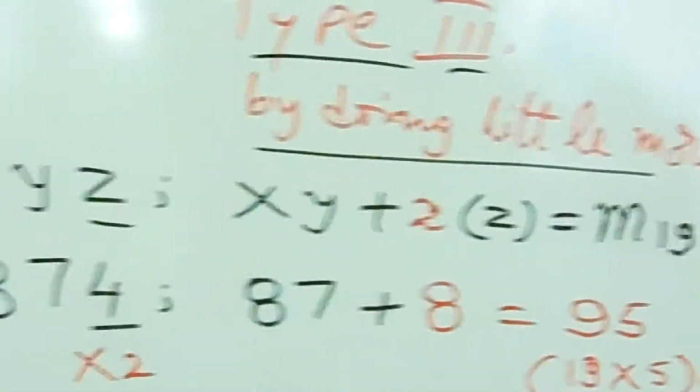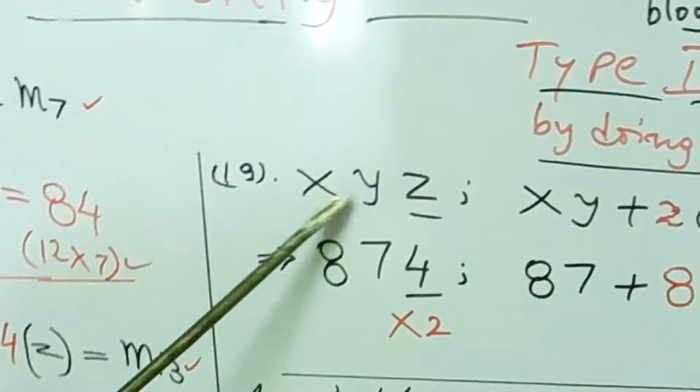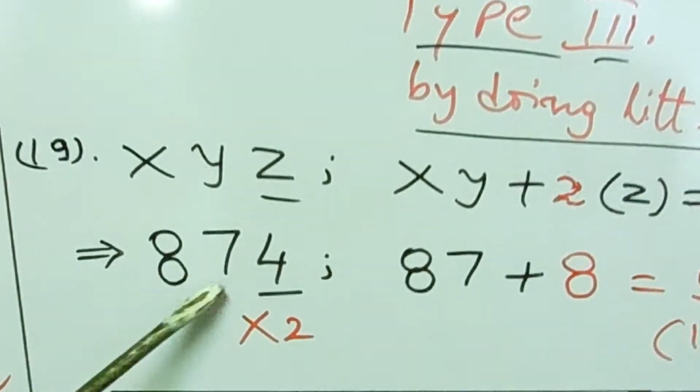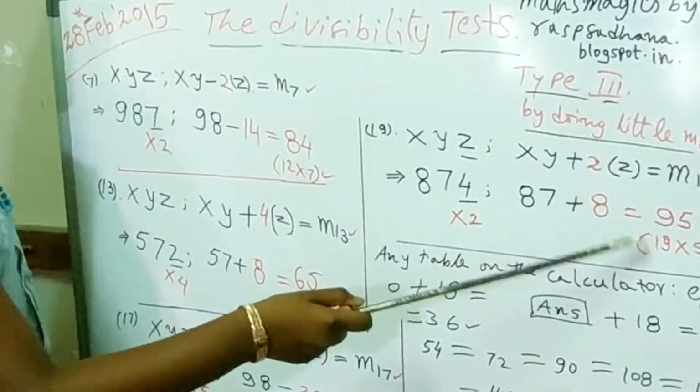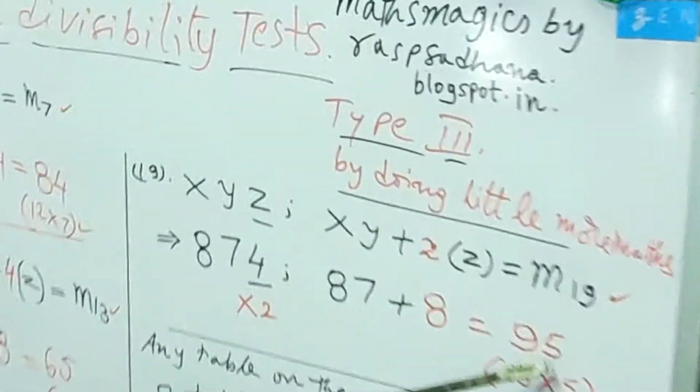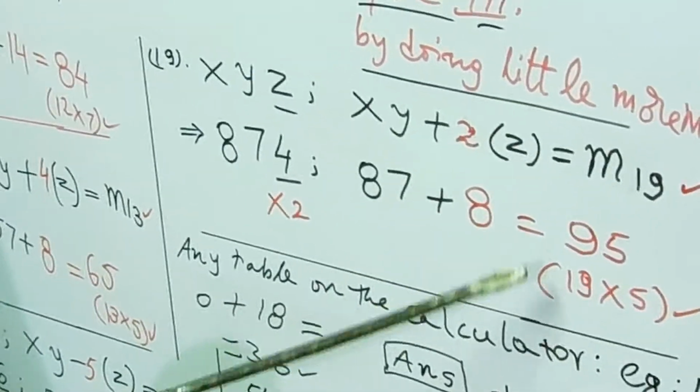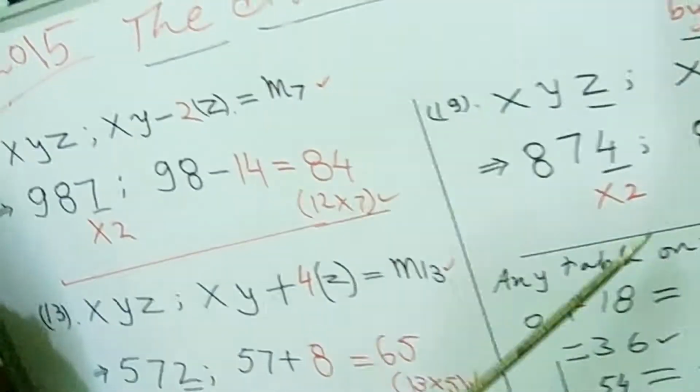4 into 2 is equal to 8, and add it to the remaining number, 87. 87 plus 8 is equal to 95. 95 is a multiple of 19 at 5th time. So 19 can divide the 874 number by leaving remainder 0.